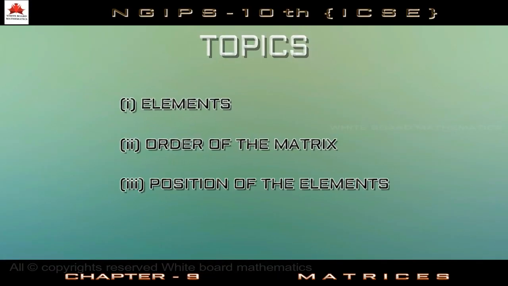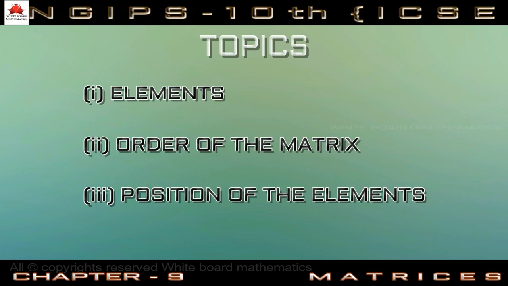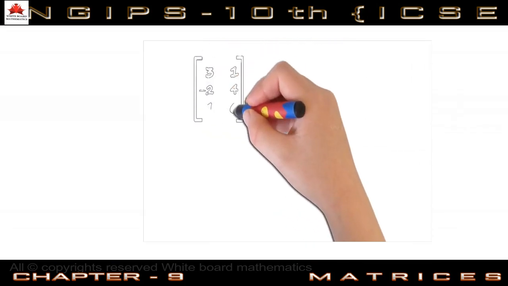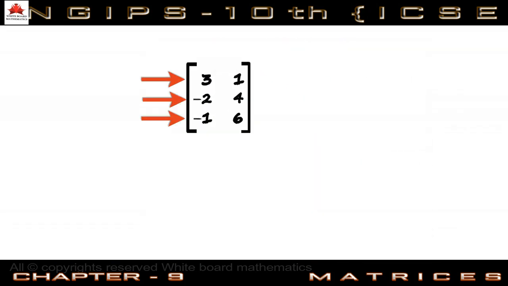Hi students, today's session we are going to discuss a few super basic things which we need to know about every matrix: its elements, order of the matrix, and position of an element. Let's create a matrix which has 3 rows and 2 columns. Matrices are named using capital letters. We can call this one matrix A.